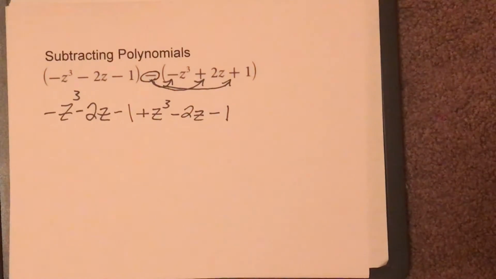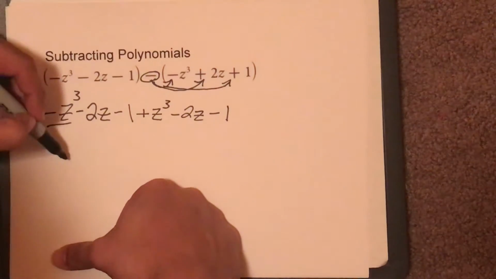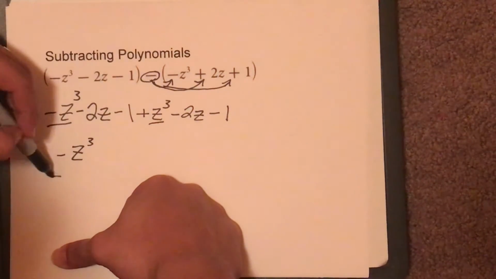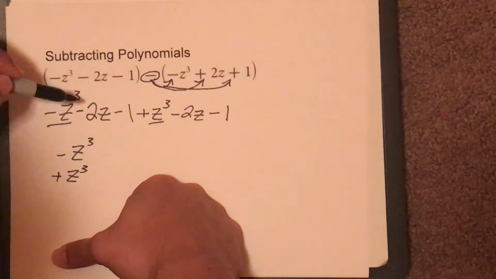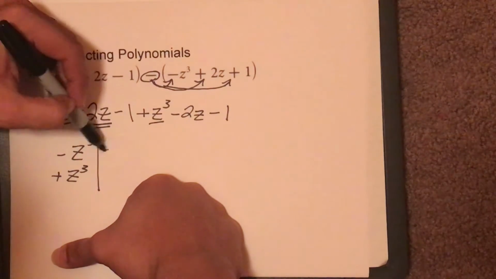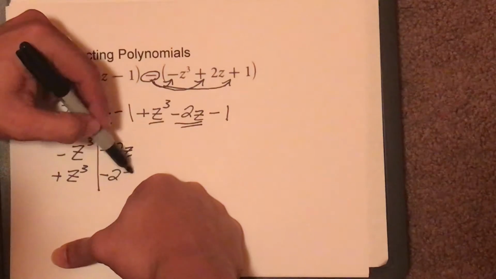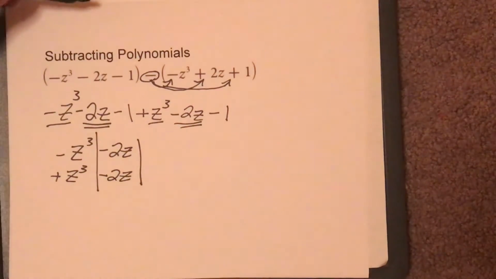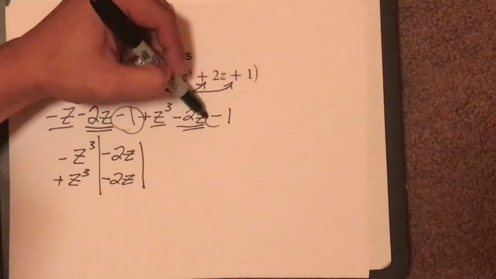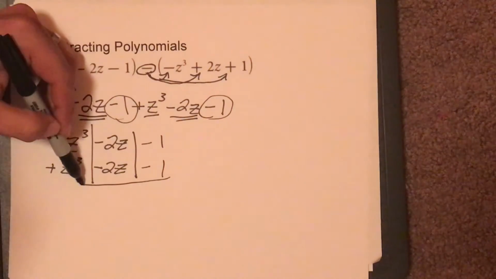From here we can set up the columns. We have a negative z to the third. We have a positive z to the third. We have a negative 2z. Another negative 2z. And lastly, we can just identify negative 1 and negative 1.